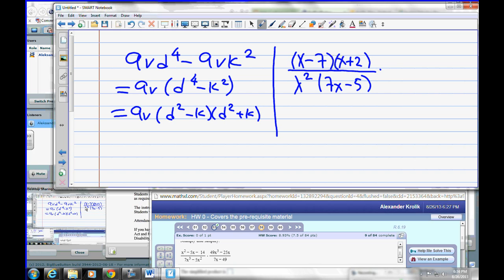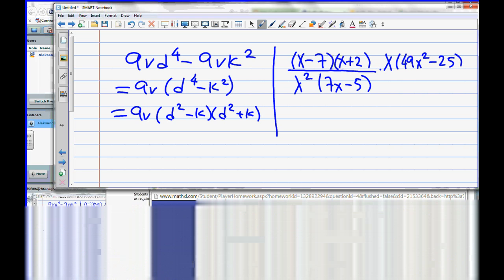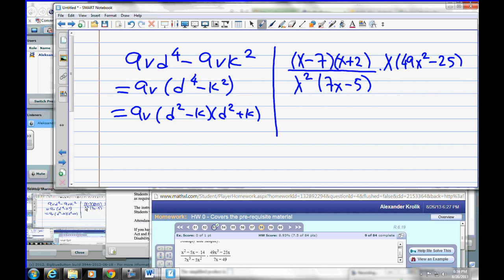49x cubed minus 25x. Take out a 7. Well, 25 does not have a 7, but I can definitely take out an x, right? But look what happens when I take out an x. It gives me 49x squared minus 25, which is the difference of squares, right? A square minus a square. I'll keep that one in mind.